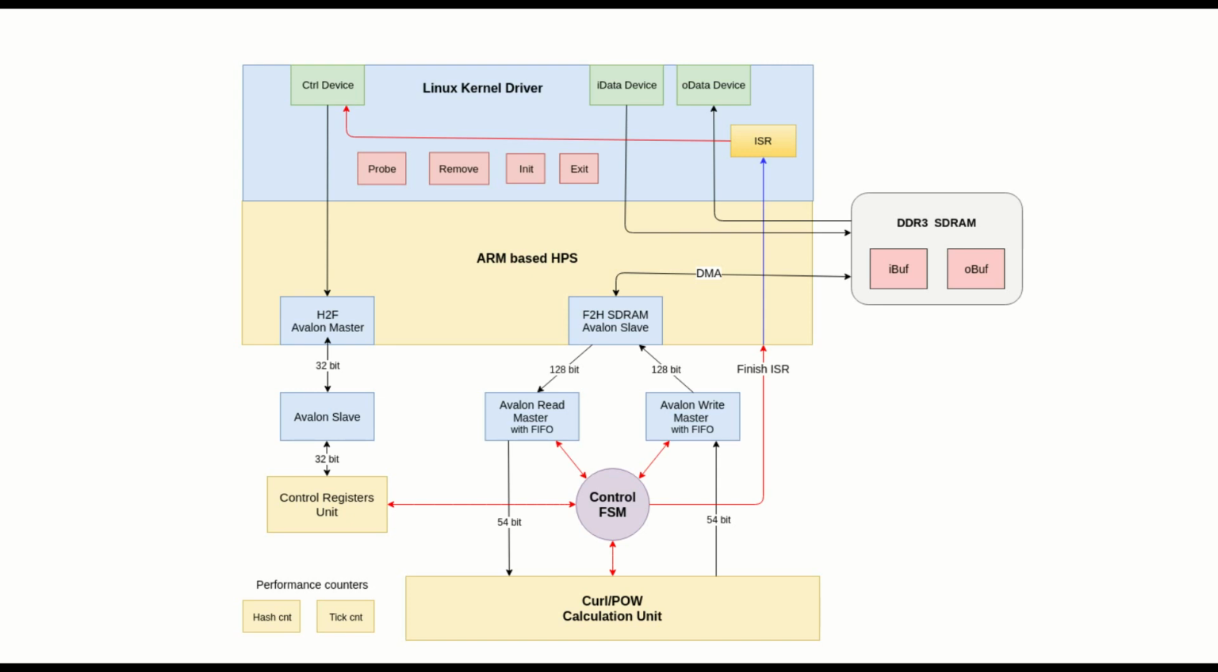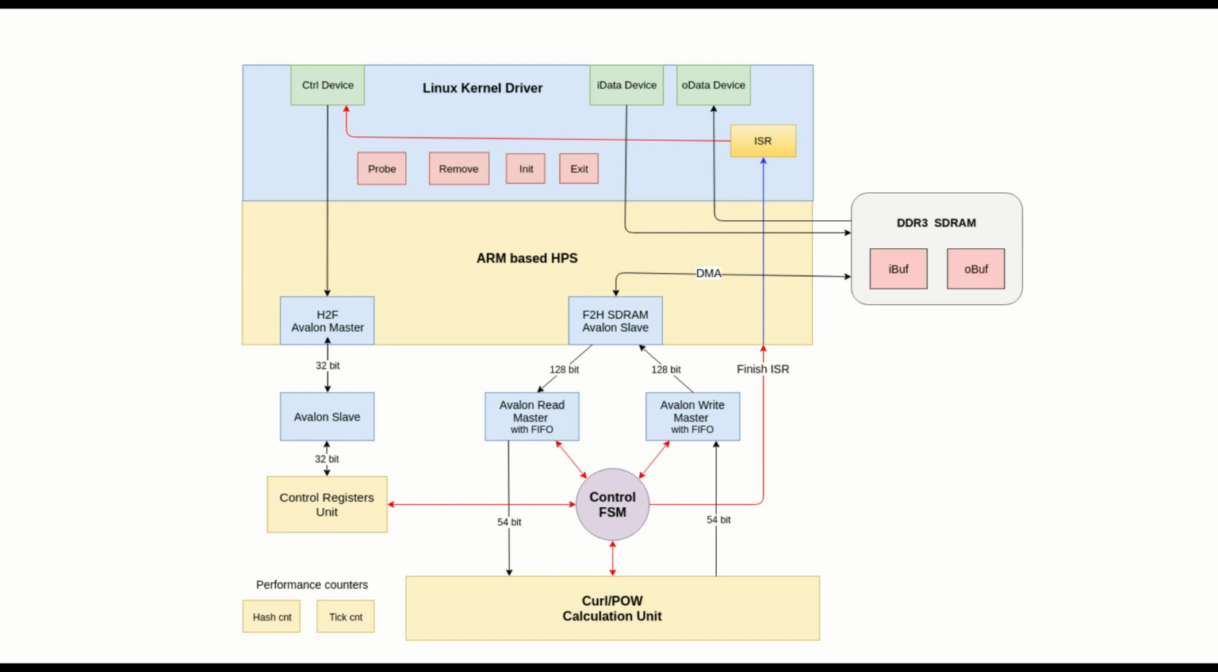After the starting of calculations, Avalon read master starts read transaction from input buffer and sends this data to calculation unit. After the finishing of calculations, control FSM will generate finishing interrupt and Avalon write master will store a calculated hash to the output buffer.